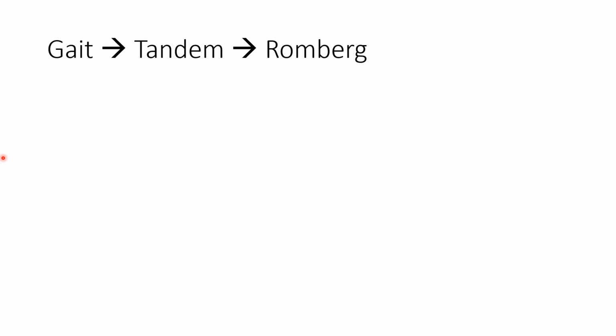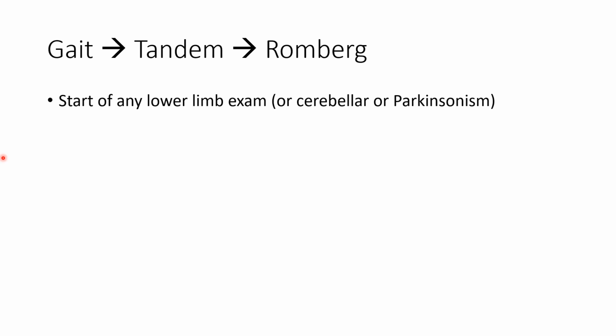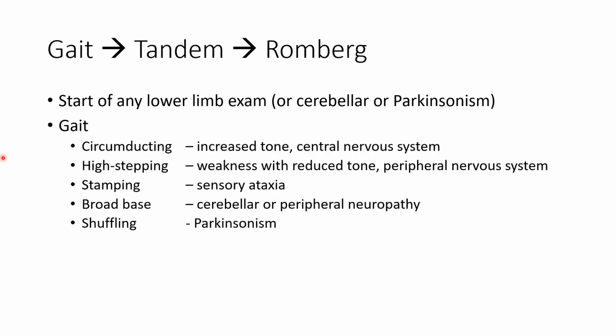So I always advocate at the start of any lower limb examination asking the patient if they wouldn't mind walking up and down, then assessing tandem gait, so heel-toe walking, and then assessing Romberg's. With those three things, you can often make the diagnosis, as was the case in my own PACES examination. So at the start of any lower limb examination, do this, or if it's more vaguely worded about assessing coordination, or hinting at a Parkinsonian type case, always start with the gait. So here are a few of the things that you can look for.